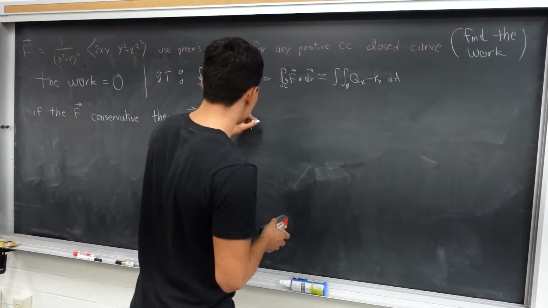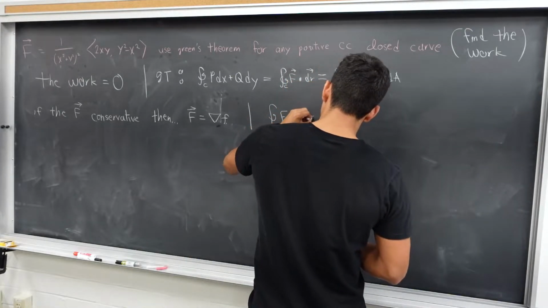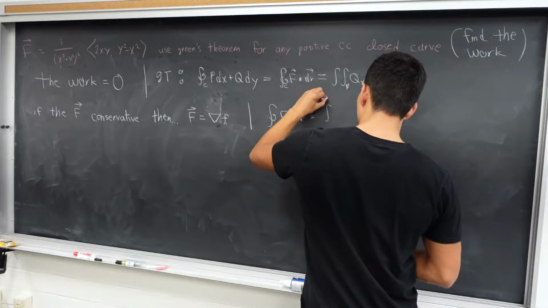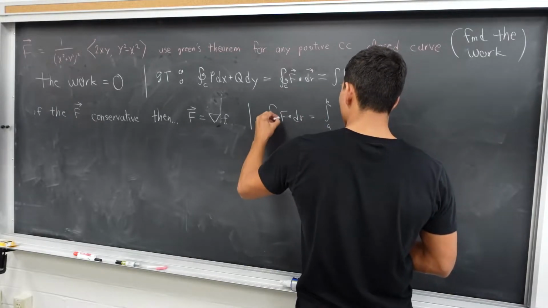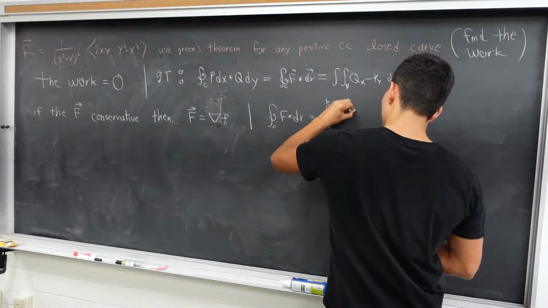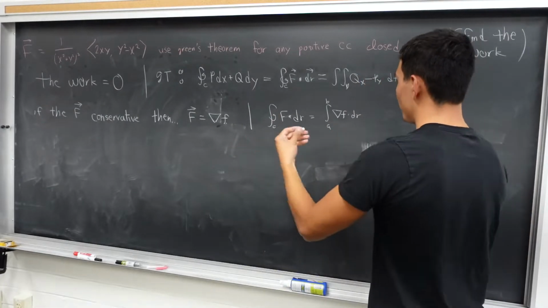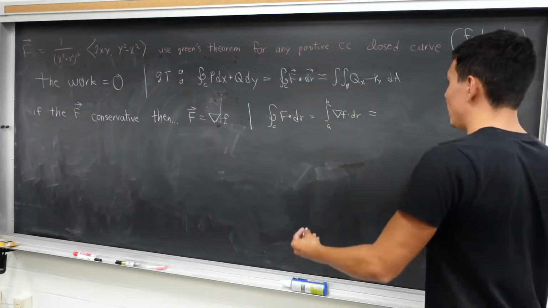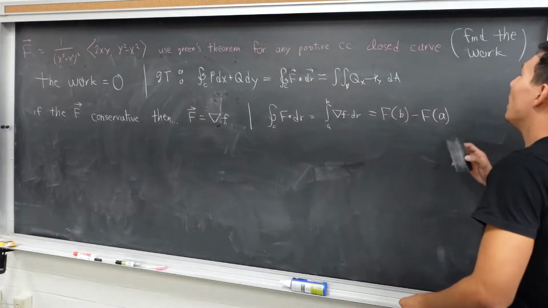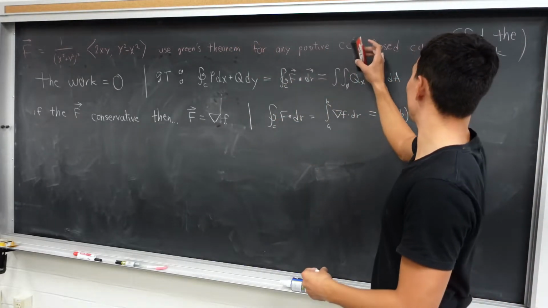Well, then we know that f dot dr, well, that is going to be the same thing as the integral from a to b of del f dot dr. See, like they're equal. And then this is what? The fundamental theorem of line integrals, which is f(b) minus f(a). And then this is how you would do it. But what if we said it's a positive counterclockwise closed curve?